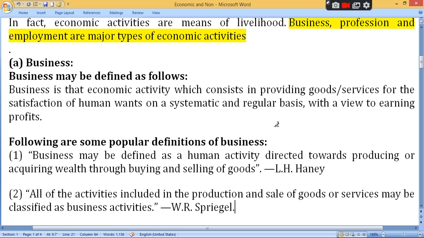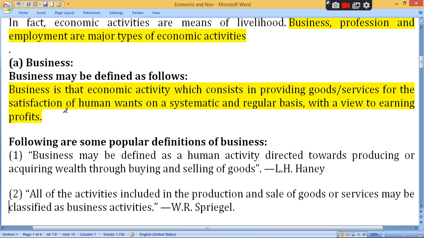Generally, business is that type of economic activity which consists in supplying goods and services for the satisfaction of human wants on a systematic and regular basis, with the main objective of earning maximum profit. Whatever business you do, its purpose is to satisfy human needs and to earn a profit, to earn money. In economic activity, what is the main objective? Earning a profit.